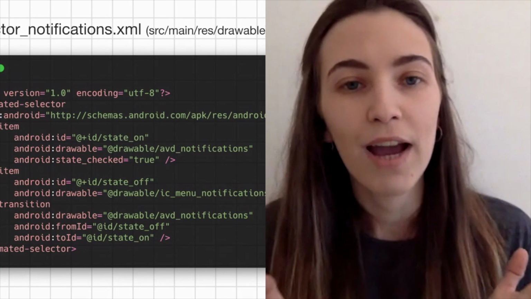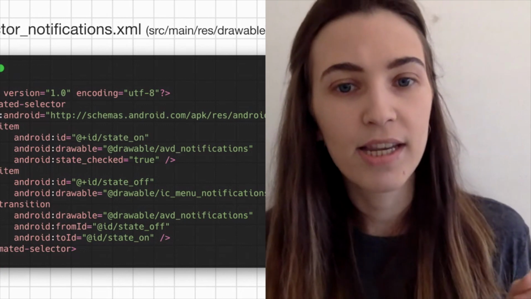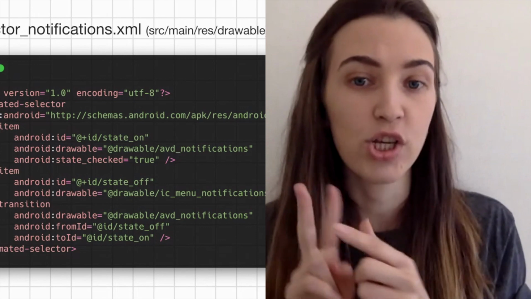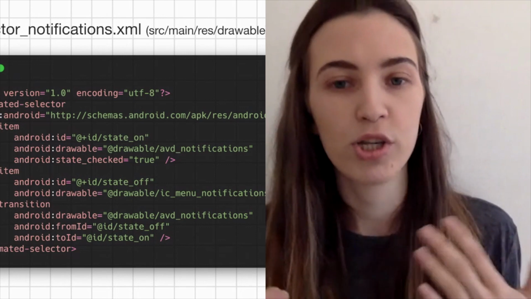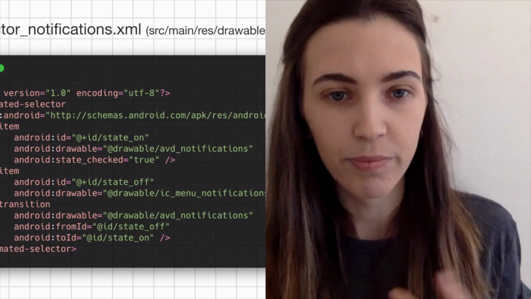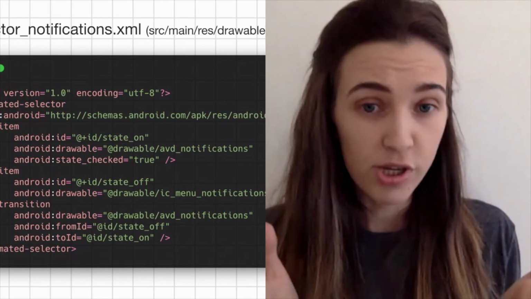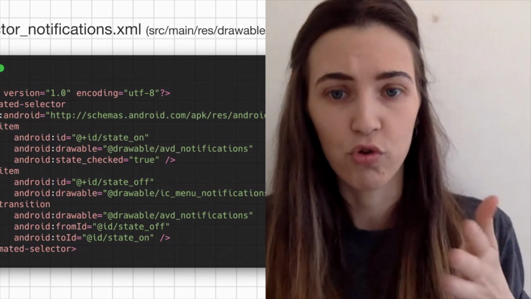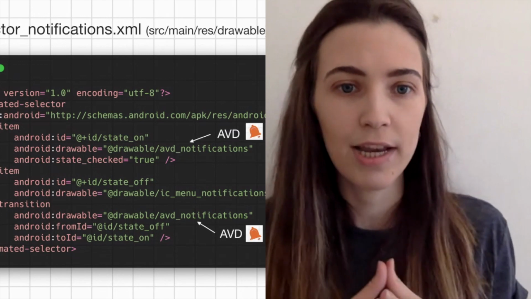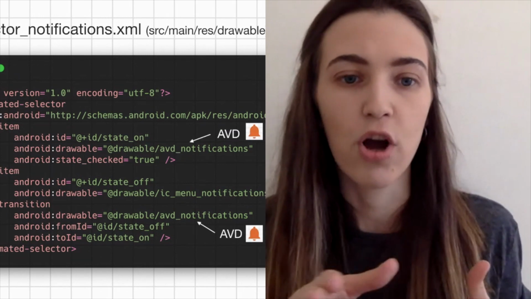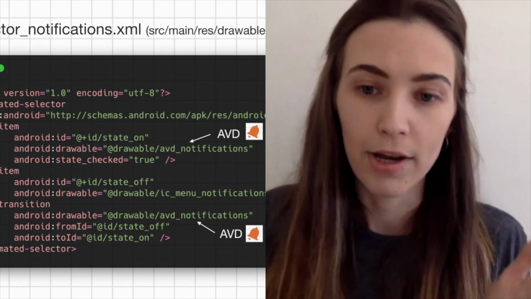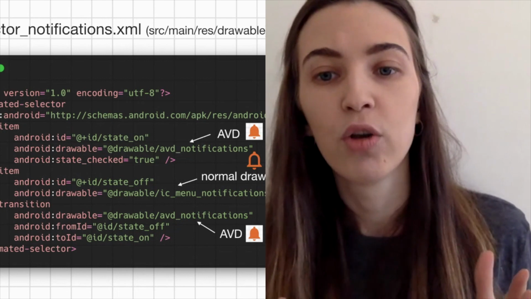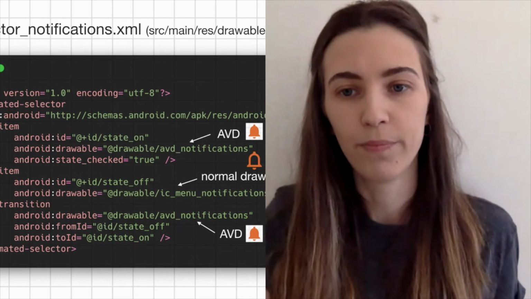So the next thing we have to do is we have to create selectors for our projects, notifications, and profile. But we're just going to look at the notifications one. So basically, you use this code here, you put it in as XML into your drawable folder. And basically inside the first item for state on and for transition, we use our animated vector drawable. And then for state off, we use the normal drawable file.